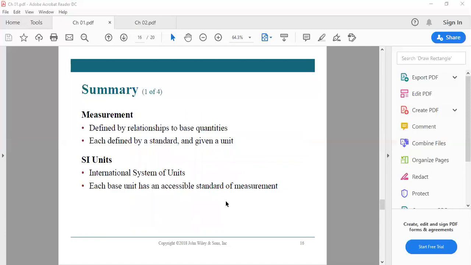So you can see how the relationships are defined to their base quantities, what their standards are, and where those standards are coming from. The International System of Units. That is an attempt for us, for scientists, and well, hopefully the general public, to be able to communicate with each other as far as what these units mean.